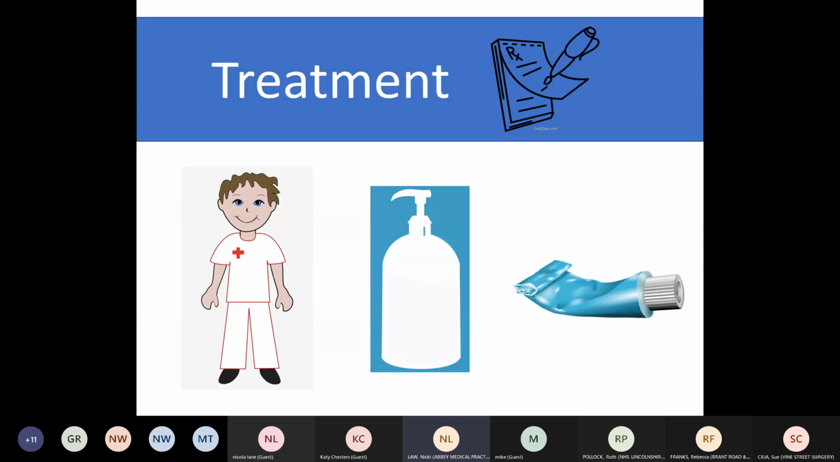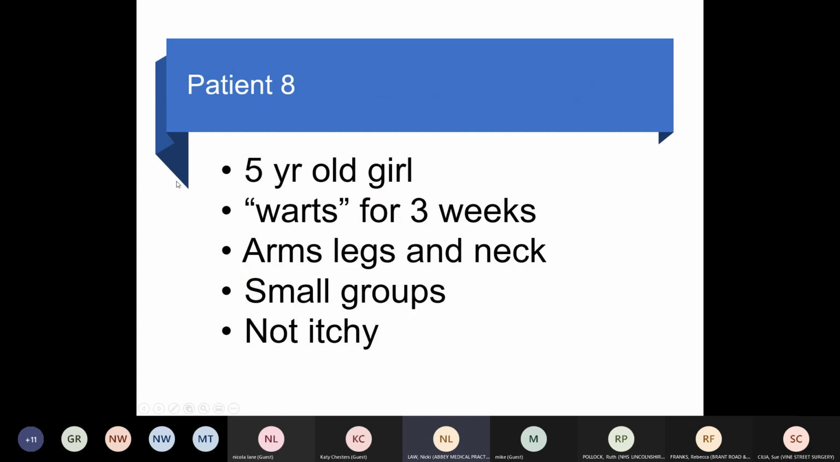And then this is going to be our last patient, number 8, which is a 5-year-old girl, and the mum said that she's had these warts for 3 weeks on her arms, her legs and her neck. It's kind of come in small groups and they're not itchy or troubling her. What do you want to ask? Anything else that might be useful? Is she otherwise well? Yeah, she's absolutely fine.